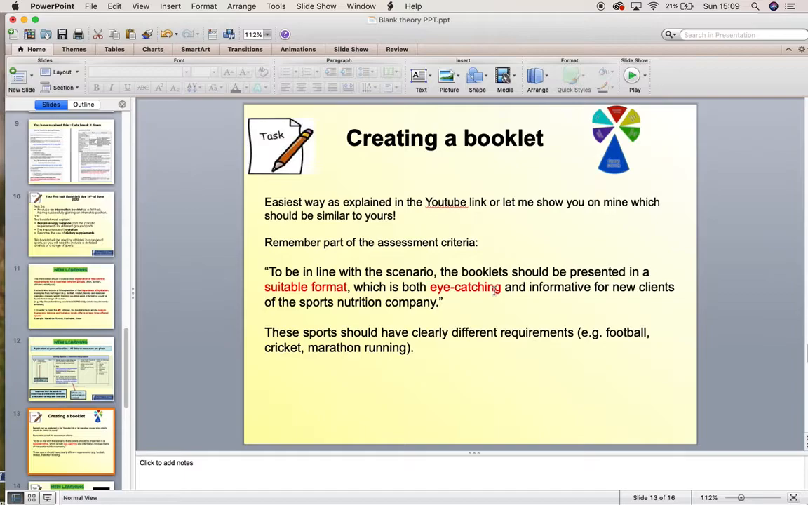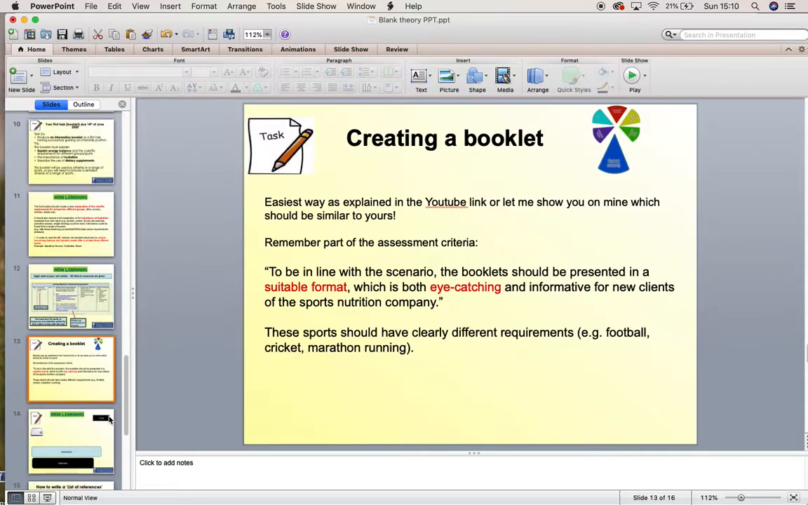Whatever it is that directly relates to what you are trying to tell me. And remember your sports. The sports that you choose, be clever. Choose ones that are completely contrasting, from a ballet dancer to a rugby player. They will have a completely different diet, the nutrition. So really do look into that.